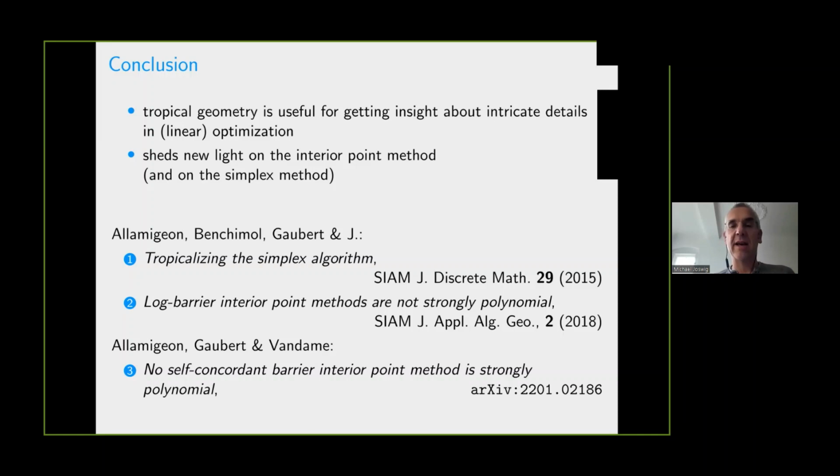I should also say I stressed the point that yes, there are some technical requirements for the statement on this interior point method, but since then, two of my co-authors with another young researcher, Van Dam, generalized it further to a larger class of interior point methods. And that's a fairly new result from last year.